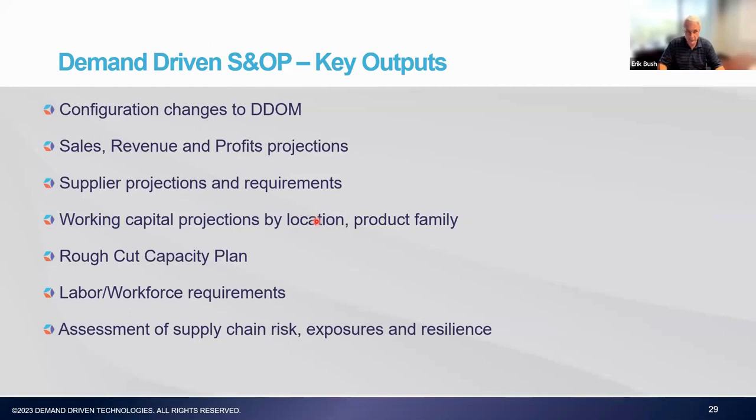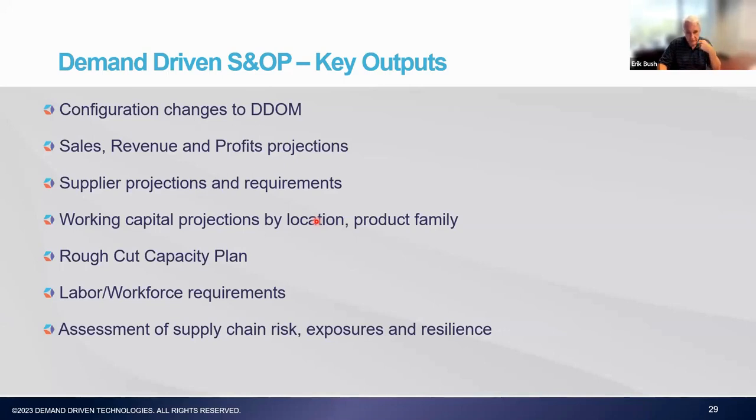Some of the key outputs we're going to take from a DDS&OP process. It's going to be, what are the configuration changes to our operating model? What do we need to do to create more agility and resilience based on what we've learned from the past and what we expect is coming? We're going to use our forecast to help generate sales, revenue, and profit projections. We can look at those across a range of scenarios as well.